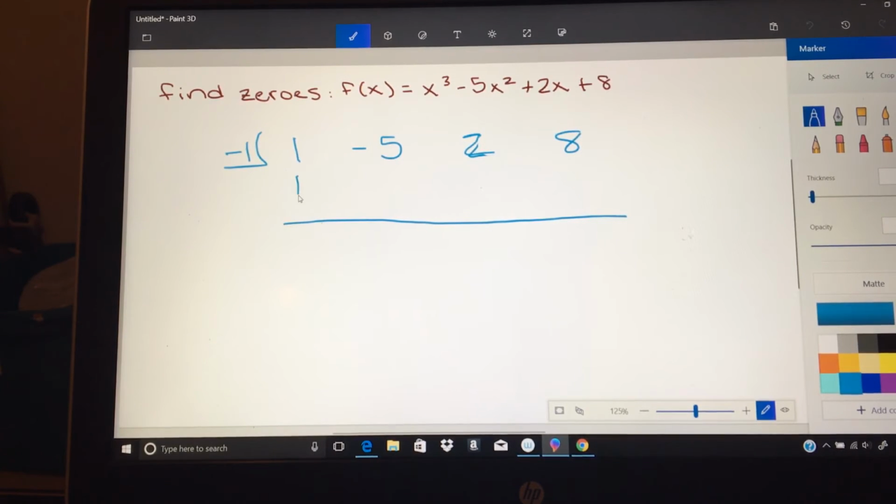So we bring down the 1. Then we do 1 times -1, which should give us a -1. Then we have -5 minus 1, -6. Then -6 times -1, +6. 2 plus 6 gives us 8. And 8 times -1 gives us -8. So we get a 0 there. So we have -1 is definitely a zero for this function.